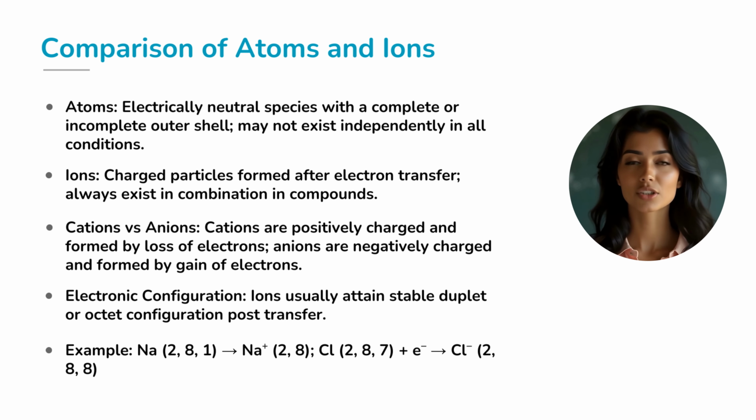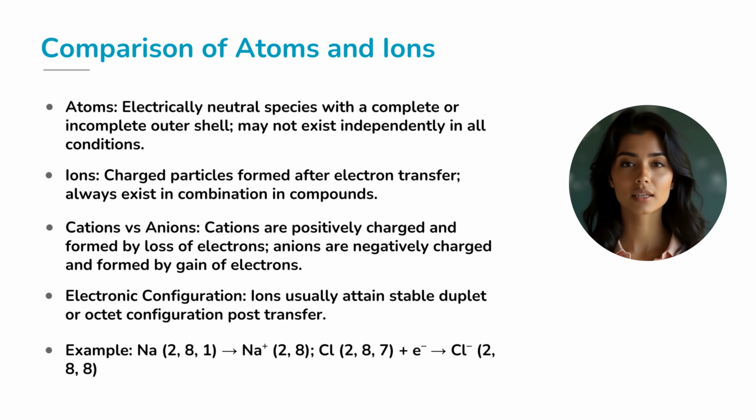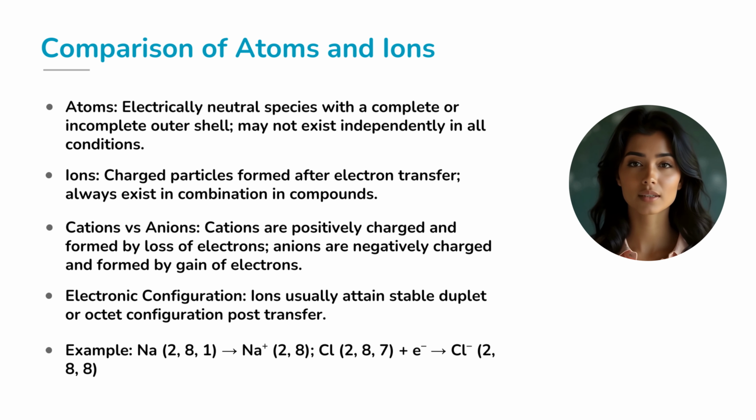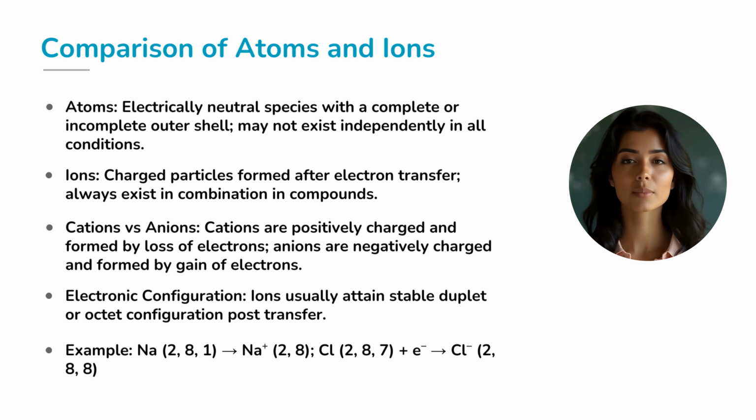Now here's something interesting. When atoms become ions, they often achieve a full outer shell, what we call the duplet or octet configuration, just like noble gases. So sodium changes from an electronic configuration of 2, 8, 1 to 2, 8 and becomes stable. Chlorine goes from 2, 8, 7 to 2, 8, 8, again fully stable. That's the beauty of ionic bonding. It transforms unstable atoms into stable ions, all through electron transfer.